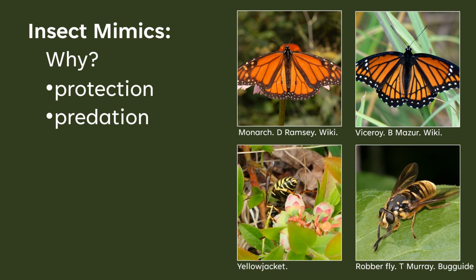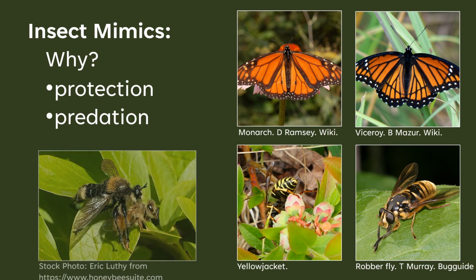Another example might be this robber fly that mimics a yellow jacket so that a predator may hesitate, thinking that if I mess around with this bee-like thing, I'm going to get stung. But the majority of the reason seems to be for protection against predation.